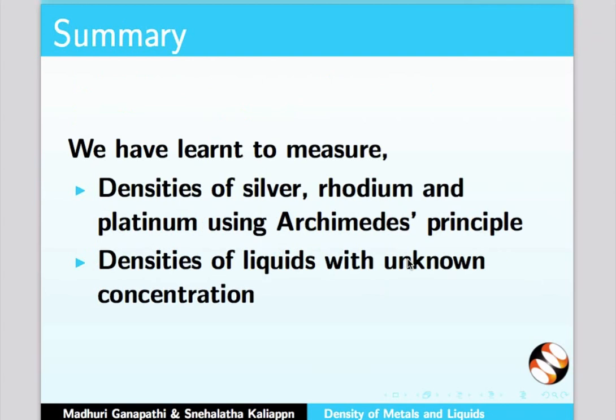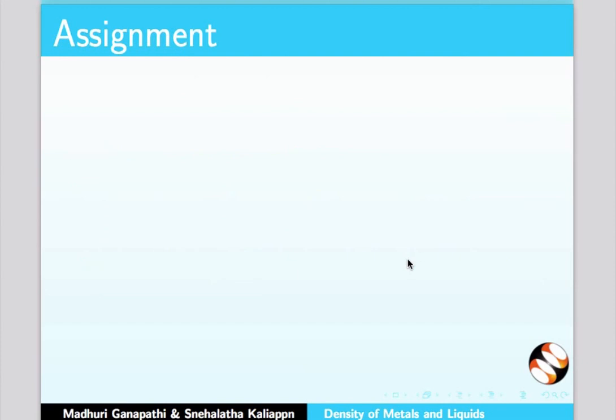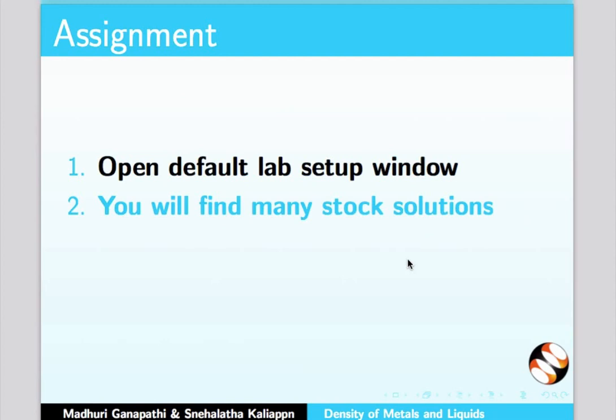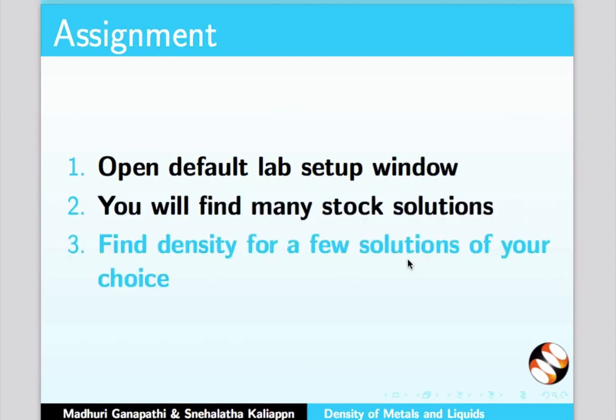Let us summarize. In this tutorial, we have learned to measure densities of silver, rhodium and platinum using Archimedes Principle. Densities of liquids with unknown concentration. For the assignment, open Default Lab Setup window. You will find many stock solutions. Find density for a few solutions of your choice.